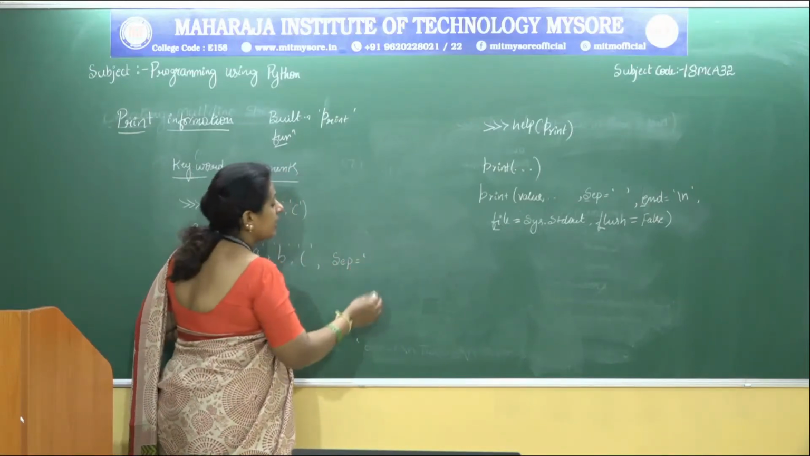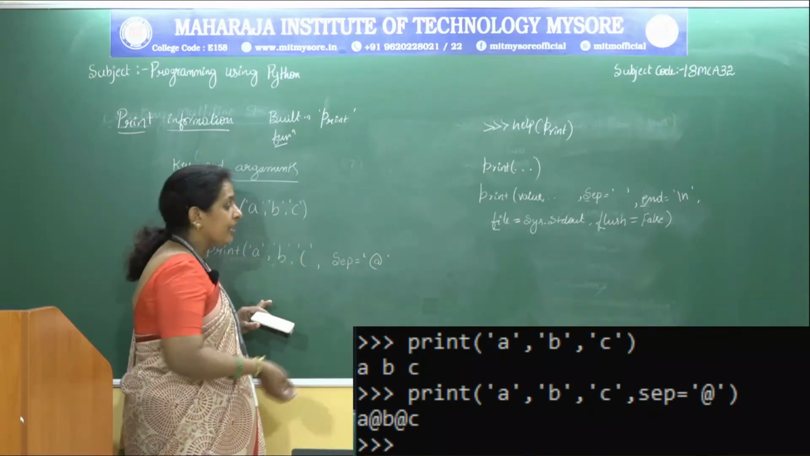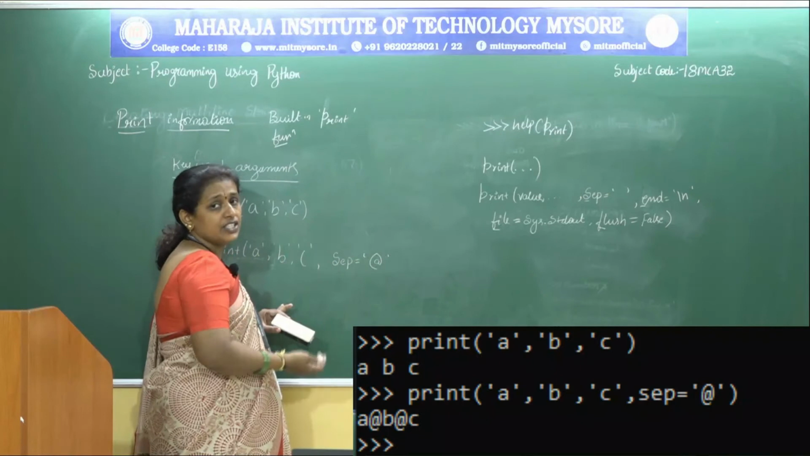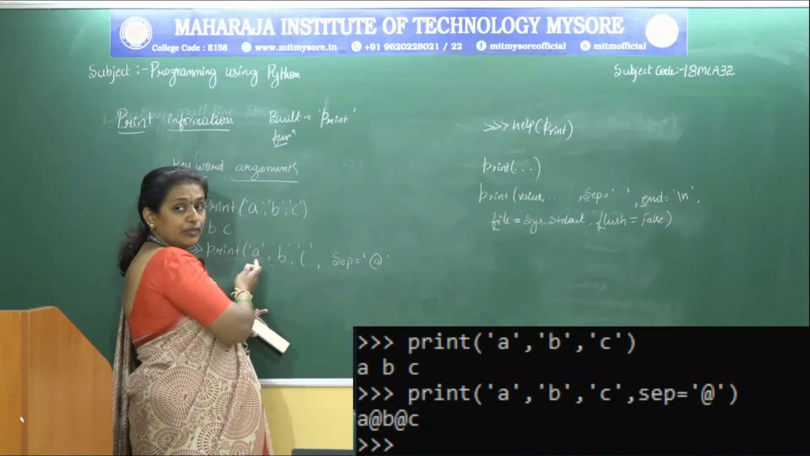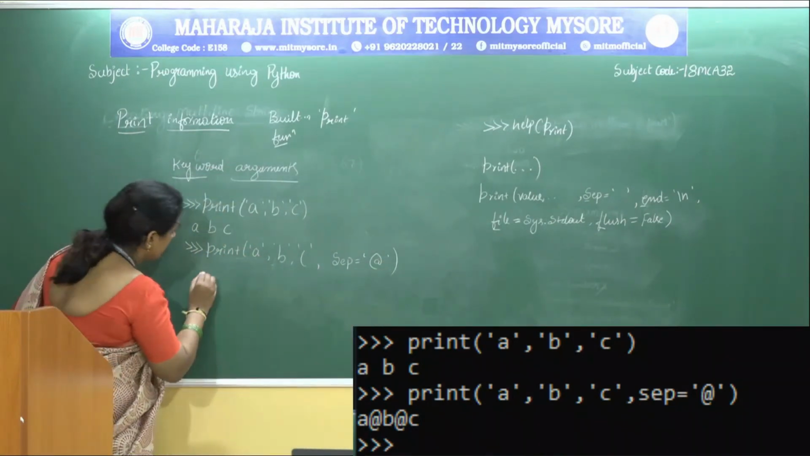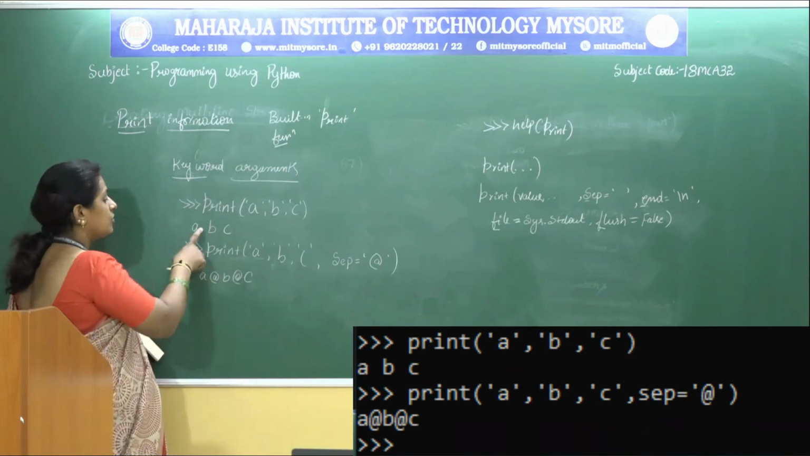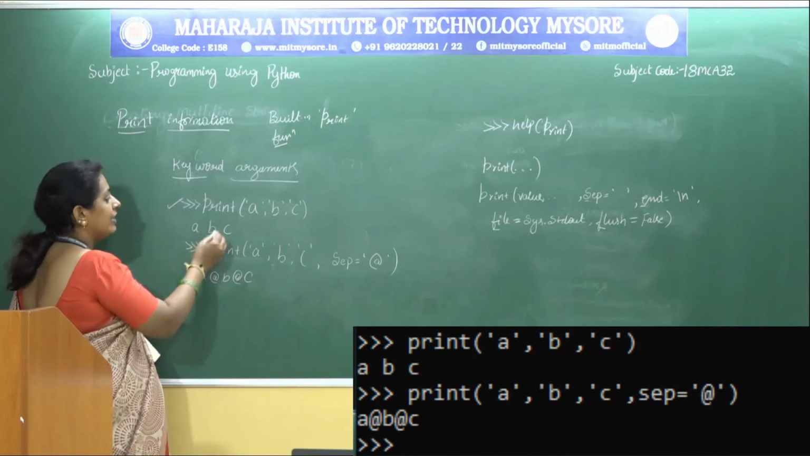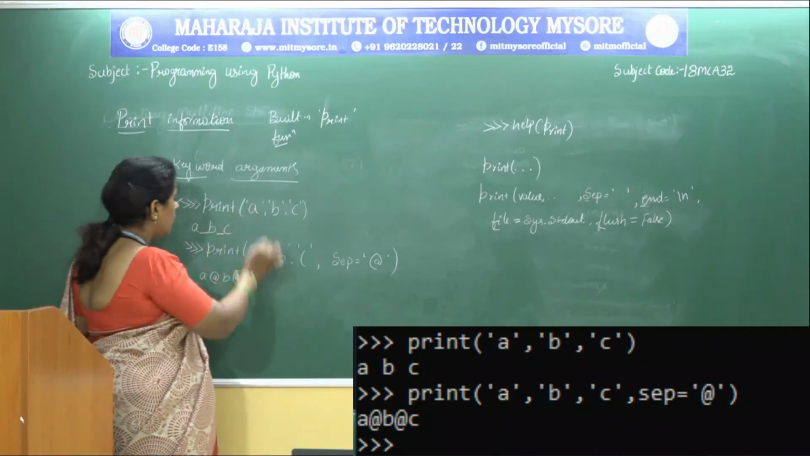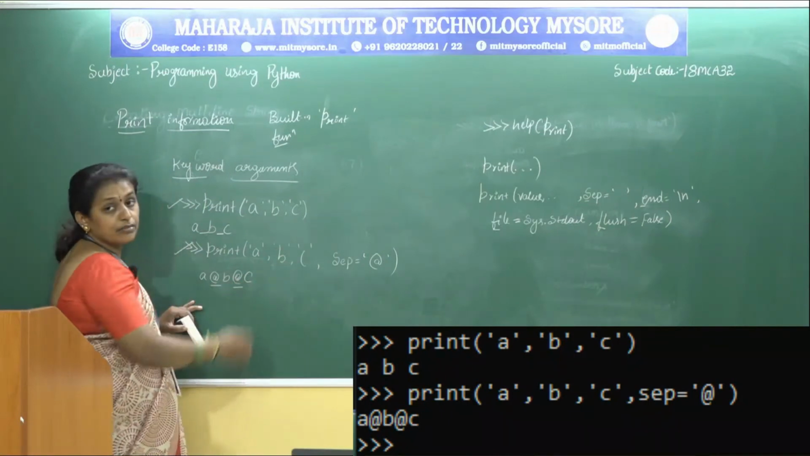SEP equal to, in quotes, I am using the at symbol. You can use any symbols. To differentiate between values and for understanding purposes, I am using the at symbol. You can use hash or any kind of symbol to separate one value from another. So I am closing it. Then the output of this is A at B at C. This is how we will get it. With respect to this expression, we are getting the at symbol as a separator.